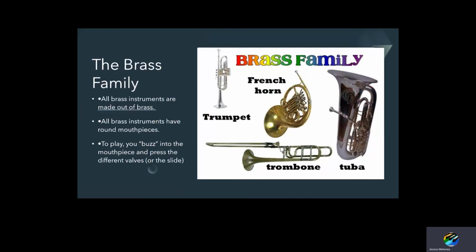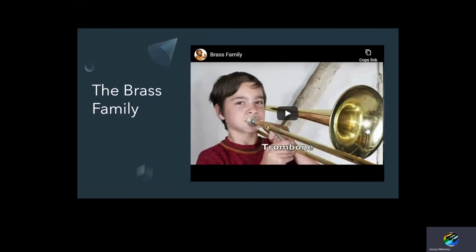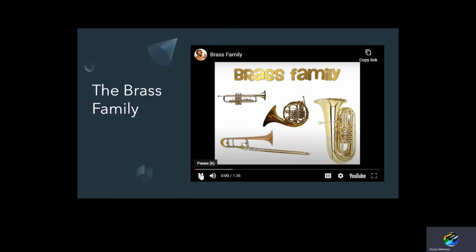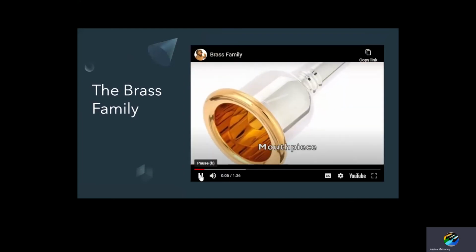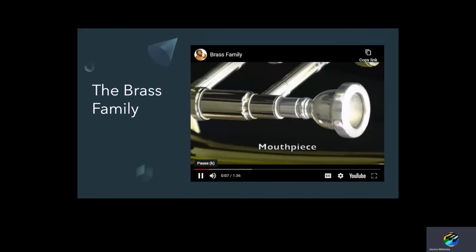So we have the trumpet, the French horn, which is kind of shaped like a circle, the trombone, which is very long and has that slide, and then the tuba, which is very, very, very big. Let's listen to these instruments. The brass family. These instruments are made of brass and use a mouthpiece to make the sound.